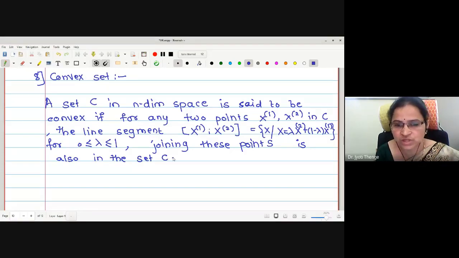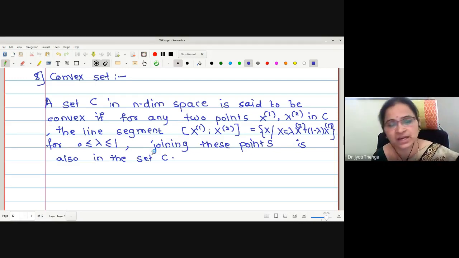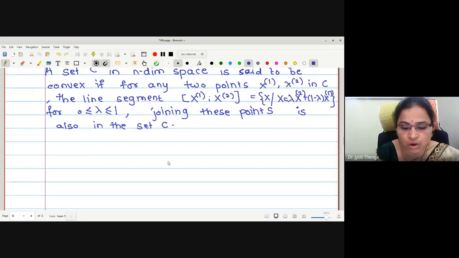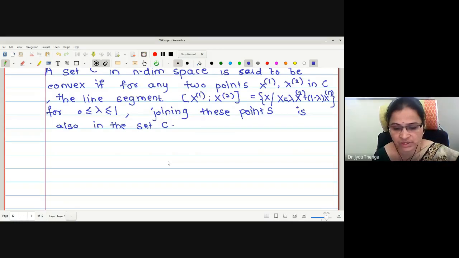Is also in the set C. So what we have to do to check whether the given set C is a convex set or not, we will take any 2 points of the given set, join the 2 points by a line segment, and check whether the line segment is in the same set or not. If it is there, it is a convex set. If it is not, then it is not a convex set.